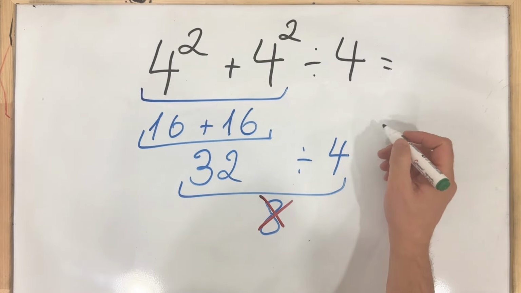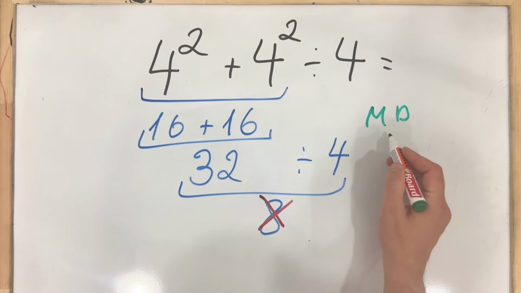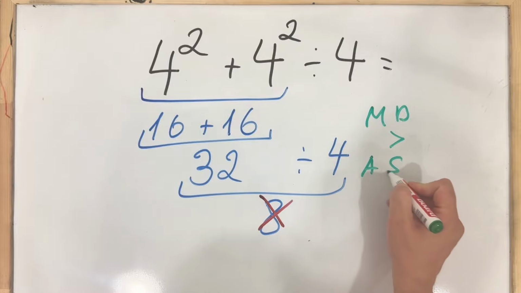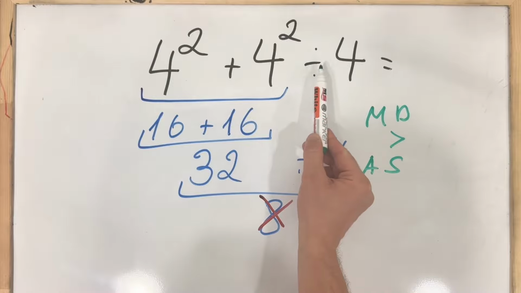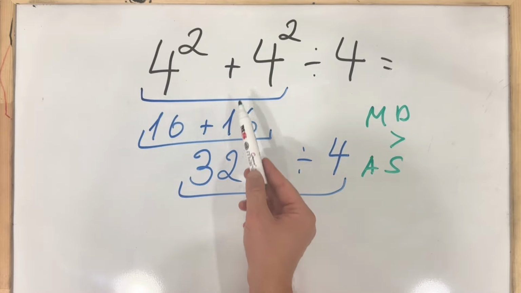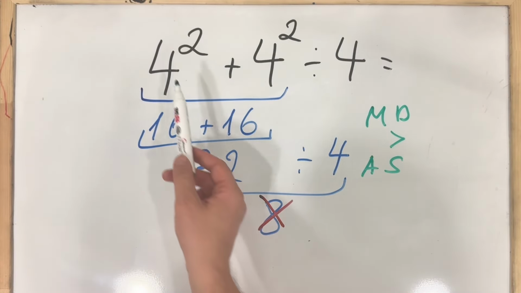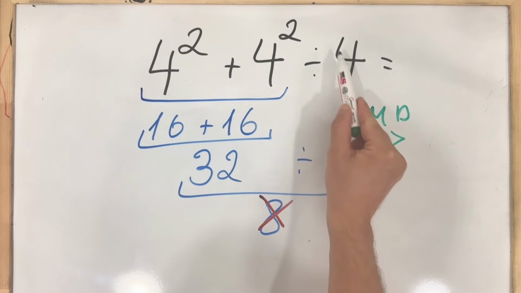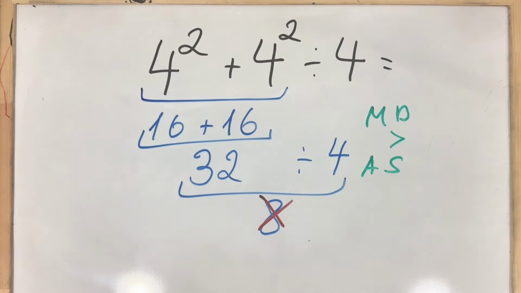Why? Because according to the order of operations, when we have multiplication or division, they have higher priority over addition or subtraction. So in our case, we have here the division, so we must do it first before the addition. We should not combine, let's say, these two numbers to do addition first just because it suits us, or just do it from left to right. No. Multiplication and division have higher priority over addition and subtraction.